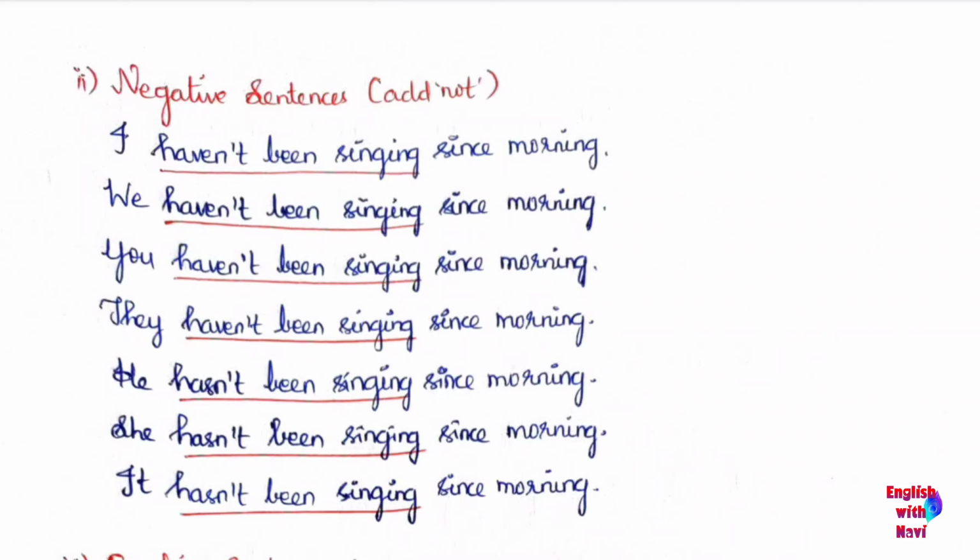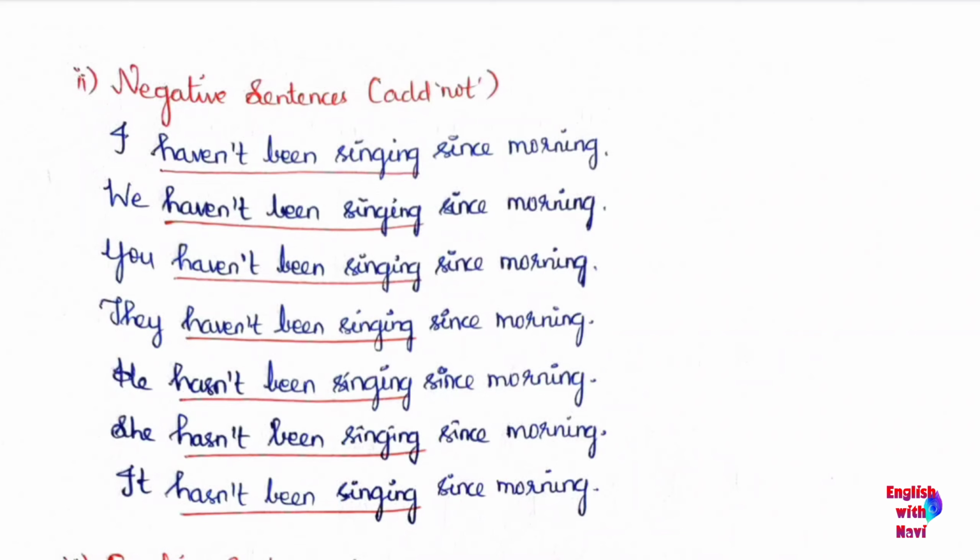Just look at the screen. I haven't been singing since morning. We haven't been singing since morning. You haven't been singing since morning. They haven't been singing since morning. He hasn't been singing since morning. She hasn't been singing since morning. It hasn't been singing since morning.